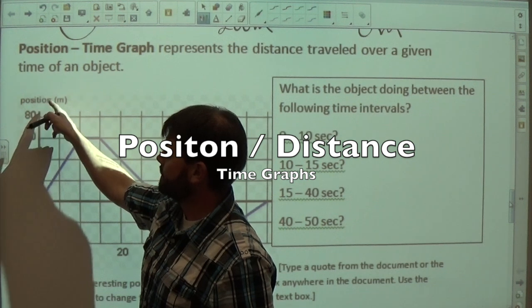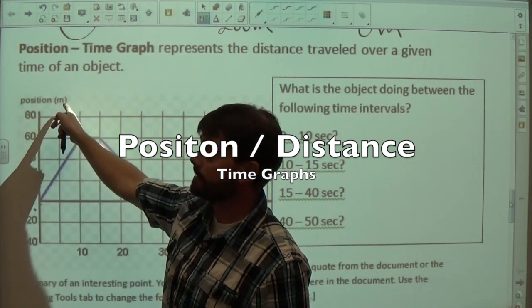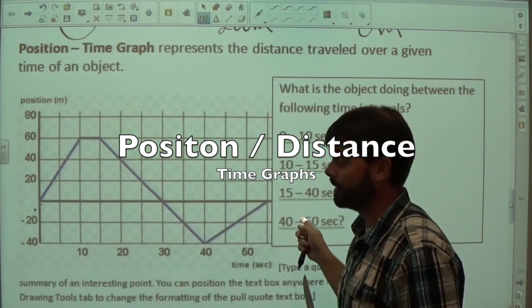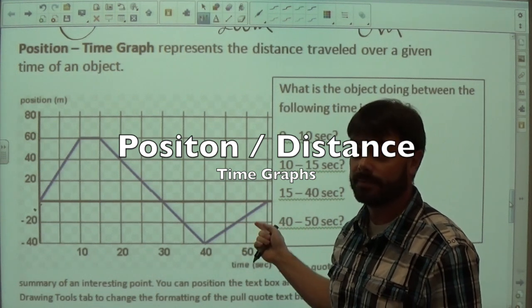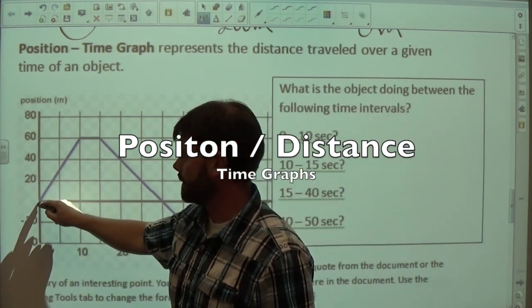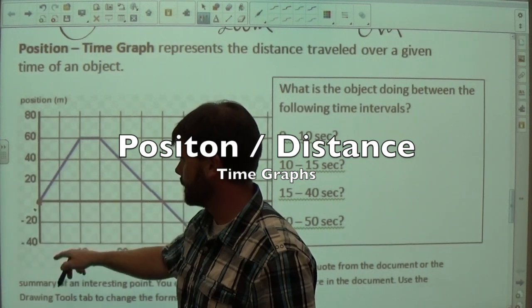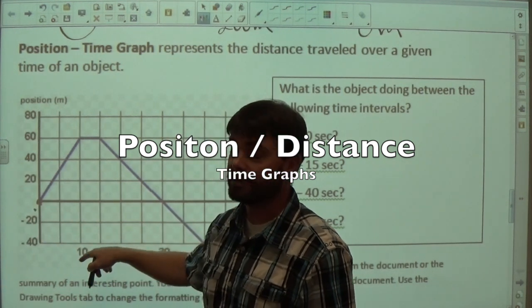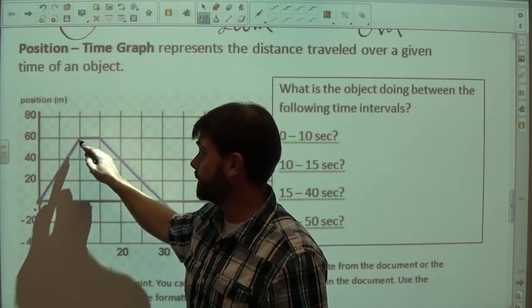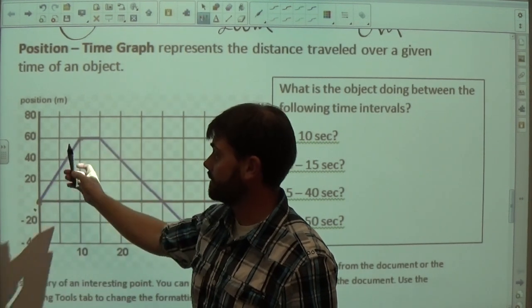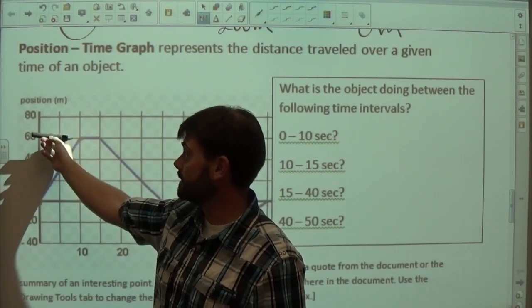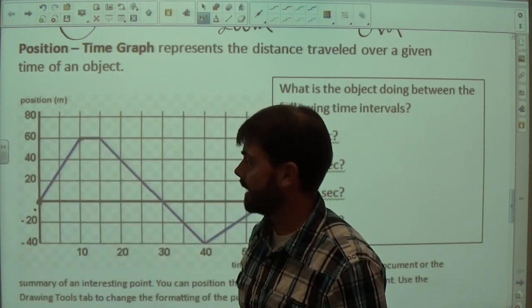Notice that the y-axis here is position or distance, and the horizontal axis is time. So this is where we start, and the first segment that they have us look at is the first 10 seconds. So from here to here, we can see that the line has a positive slope, the distance becomes more, and the time has elapsed.